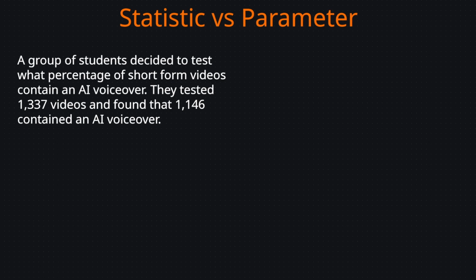So what important information are we given here? Well, we can see that they tested 1,337 videos, and from that testing, they found this many contained an AI voiceover. How would I label these? Well, if this is the number they tested, I would call that the sample size. I would say the sample size n is equal to 1,337. This 1,146 is not actually a summary value because it is not standardized for the size of the sample. If the sample was a billion, this number would have a very different meaning.